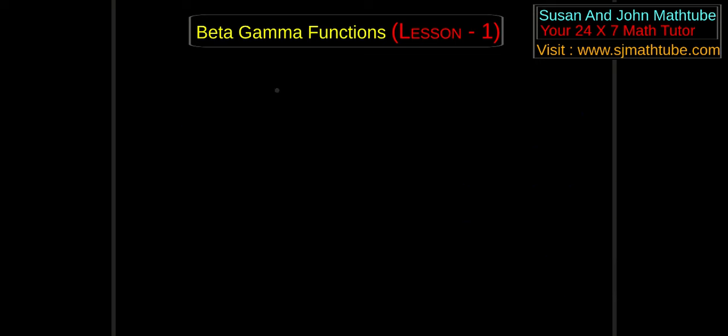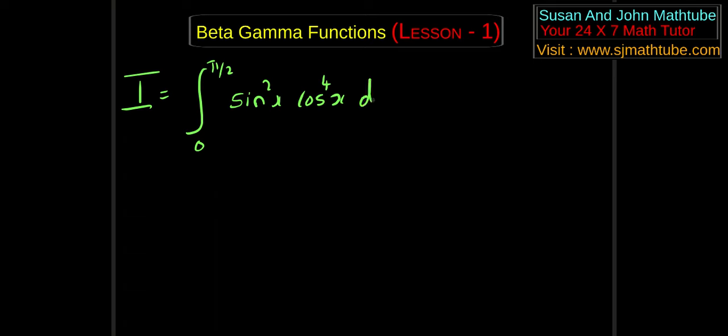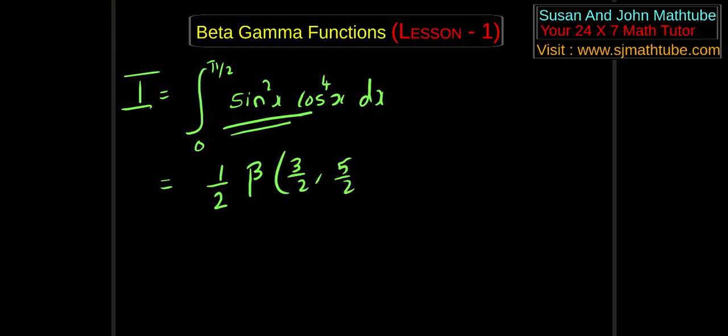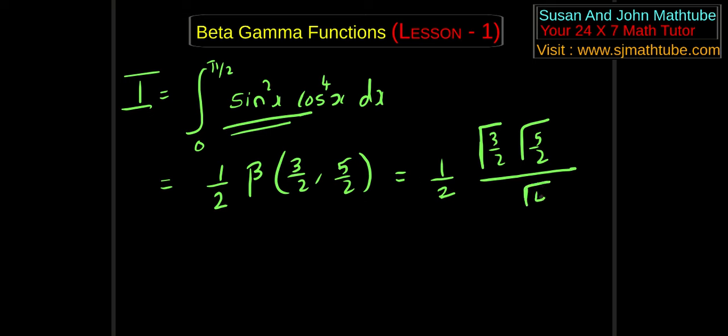Okay, let's try once more. Suppose I want to evaluate the integral from 0 to pi by 2 of sine square x cos to the power 4 x dx. What we do is we convert this into beta function. So we get beta 2 plus 1, 3 by 2, 4 plus 1, 5 by 2. Now we convert this beta function into gamma, that is we get gamma 3 by 2, gamma 5 by 2, and adding them up, 3 plus 5 is 8, 8 gamma 4 by 2.